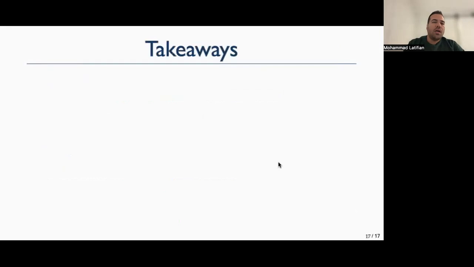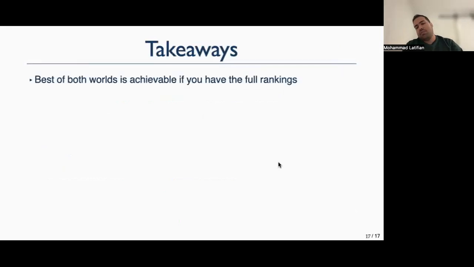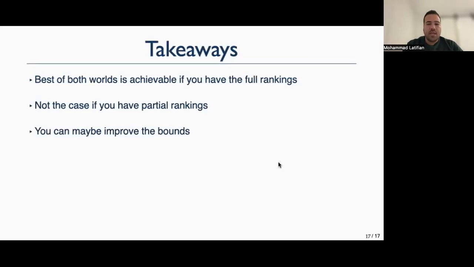To conclude the talk, I want to say what we have seen so far. We see that the best of both worlds is achievable if you have access to the full rankings. It's not the case if you have only top T preferences. The bounds in the top T setting might be improvable, even in the setting where you have the full rankings. We have a log m factor that is very interesting if we can get rid of.